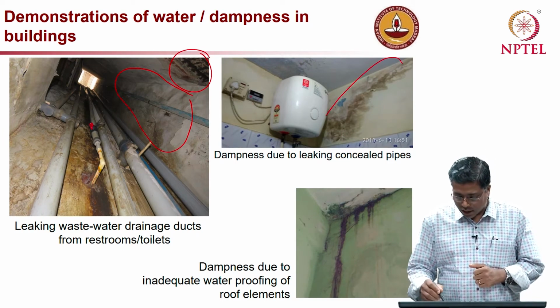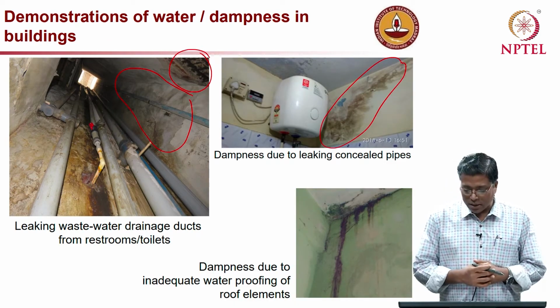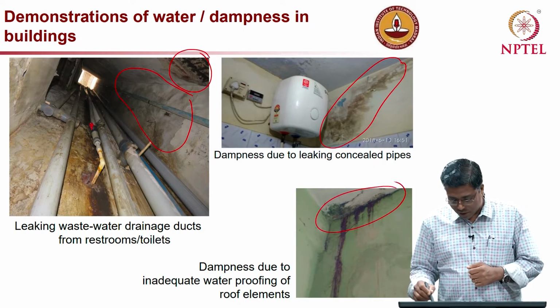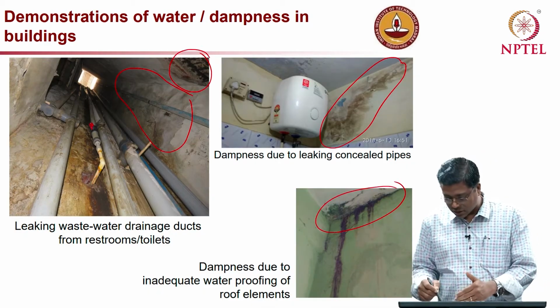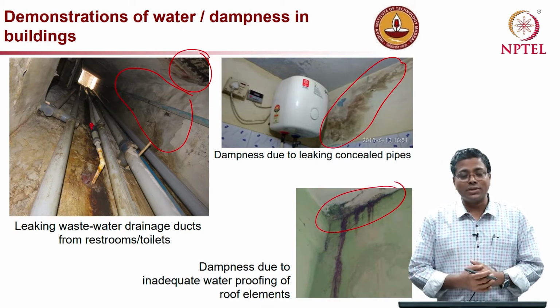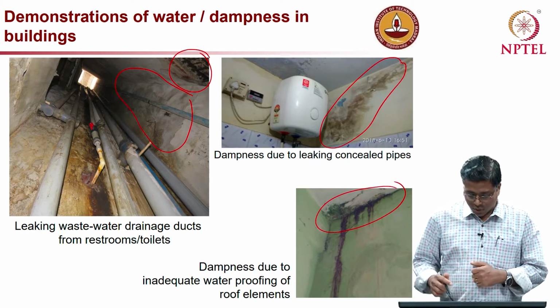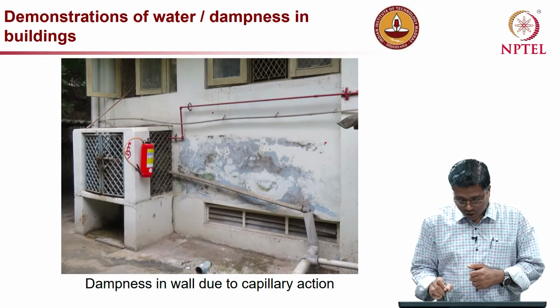And here you can see again, inside a bathroom, definitely it is because of the water leakage from the concealed pipes, and here probably it is because of the roof element. In these cases you have to see what is on the other side of the element, so that you can really decide on what is the root cause of the problem.